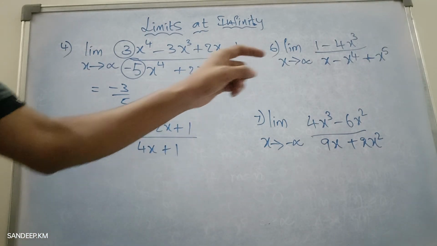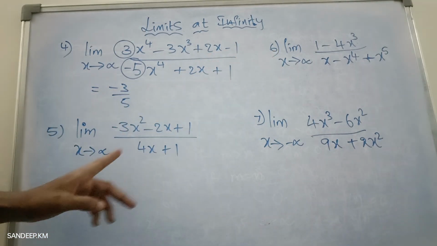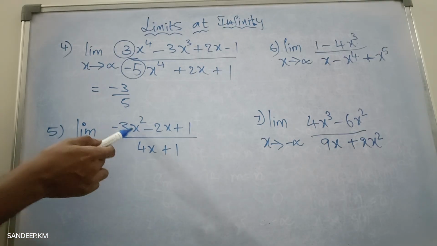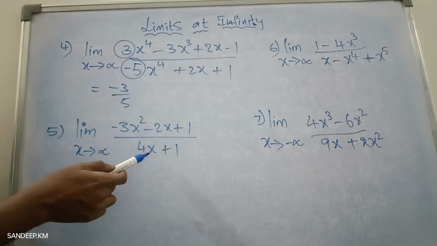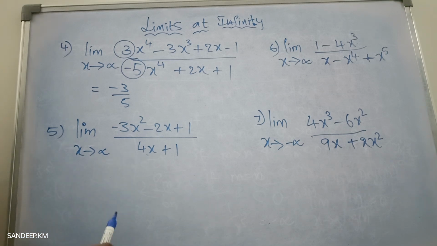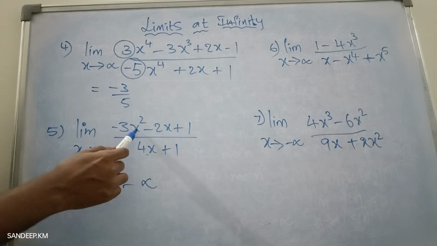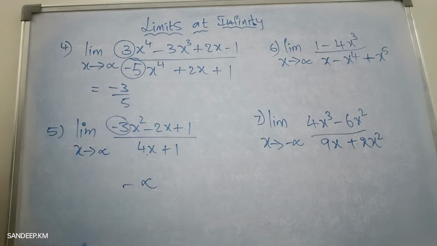Next, let us see the fifth question now. In this case, the degree of numerator is more than degree of denominator, right? The answer is what, plus infinity or minus infinity? The answer is minus infinity, because the highest power of x coefficient is negative. So the answer is minus infinity. I hope you got the same answer.